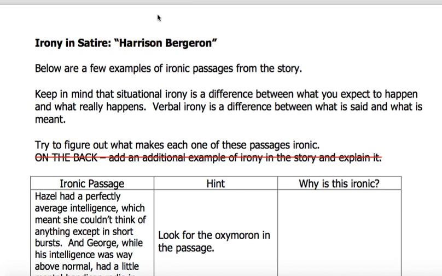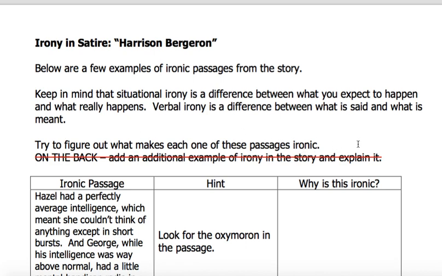So at the top here it says irony in satire, and they're going to give you a few examples of ironic passages from the story. It says, keep in mind that situational irony is a difference between what you expect to happen and what really happens. And verbal irony is a difference between what is said and what is meant. So they want you to try and find out what makes each one of the passages below ironic.